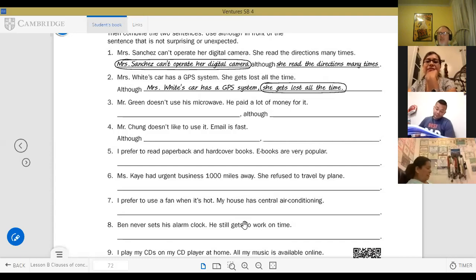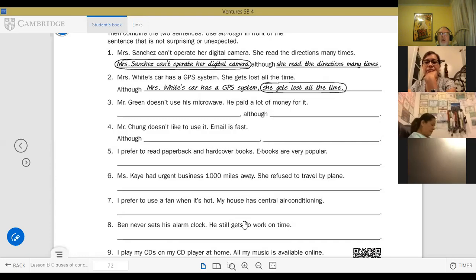That's the surprise. If he spends a lot of money, you would think he would use the microwave. All right. So what are we going to say? Mr. Green doesn't use his microwave, although he paid a lot of money for it.